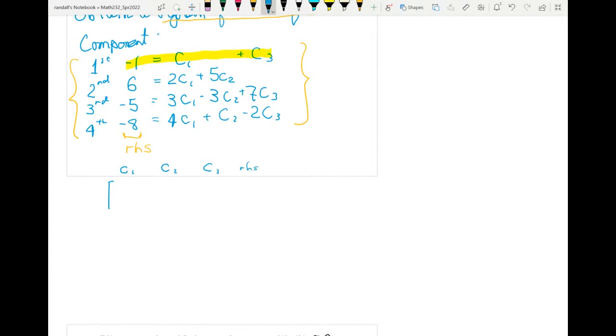Okay. So for the C1 column, I see in my first equation there's a 1, in the second equation there's a 2, in the third equation a 3, in the fourth equation a 4. And then in my first equation, I don't see a C2 there. In my second equation, there's a 5, third equation a 3, fourth equation a 1. And in C3, I see a 1 in my first equation. It's not in the second equation. There's a coefficient of 7 in the third and minus 2 in the fourth. And then my right-hand side, minus 1, 6, minus 5, minus 8. Okay, there it is. So there's my augmented system.